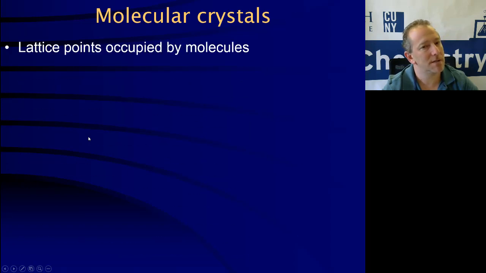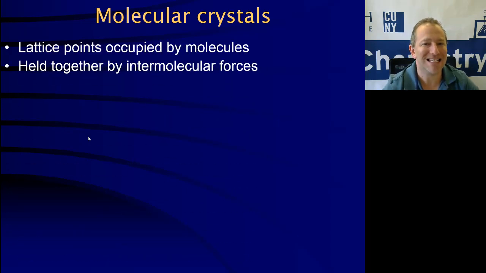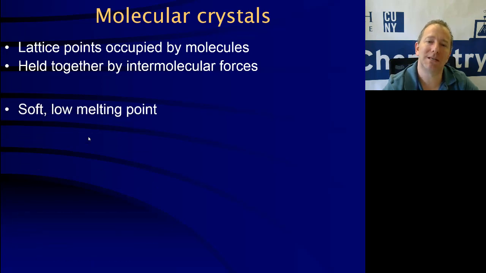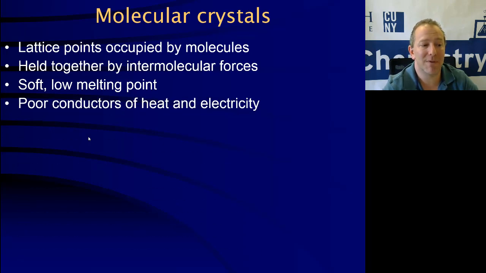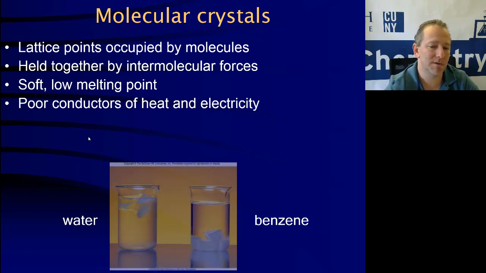Molecular crystals, not surprisingly, have lattice points occupied by molecules, held together by intermolecular forces. So these guys are going to be soft. They're going to have low melting points as opposed to the other ones that were held together by the intramolecular forces, in effect, having a giant covalent crystal or a salt crystal where you had the electrostatic interaction. They don't conduct heat or electricity well, again, because of the gigantically large gaps between the particles.